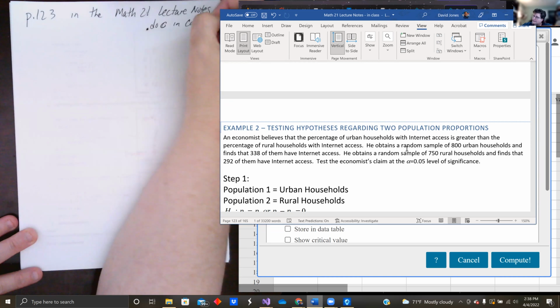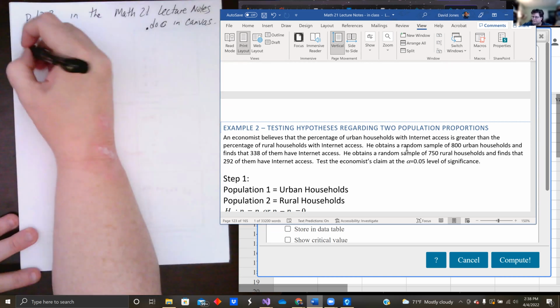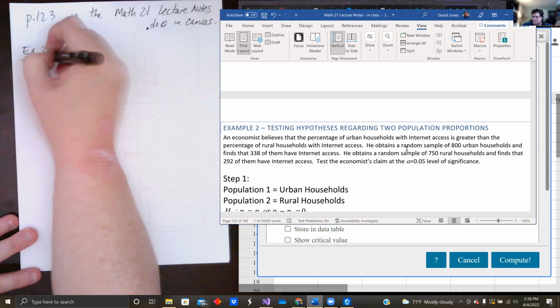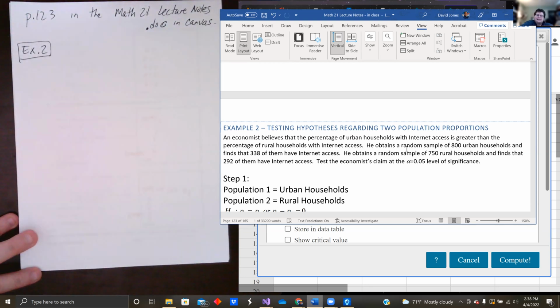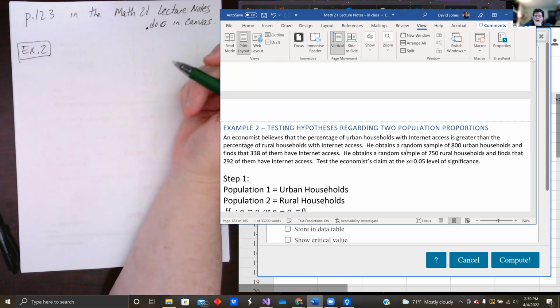Doc in Canvas. So let's just write down and talk about what it says. It says an economist believes that the percentage of urban households with internet access is greater than the percentage of rural households with internet access. So I'm going to summarize that sentence.